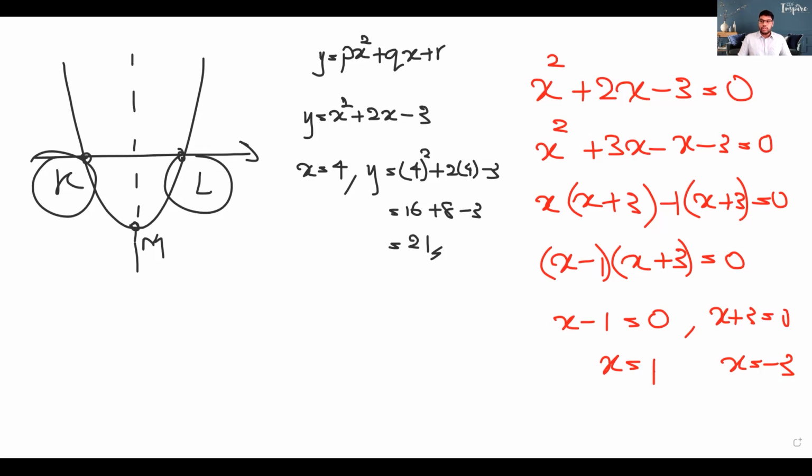Now, children, this is not the final answer though. They are asking for the coordinates of K and L, right? So the coordinates of K will be negative 3 comma 0, and the coordinates of L would be 1 comma 0. They're not asking for the x coordinates or the x values. They're asking for the coordinates. So you have to be very careful about what you're answering. If they ask for coordinates, make sure you give the coordinates, children.